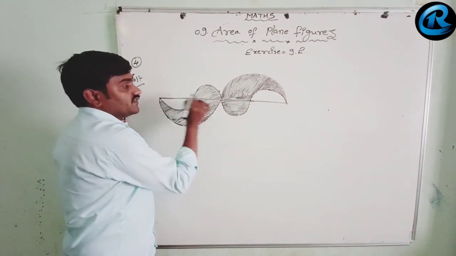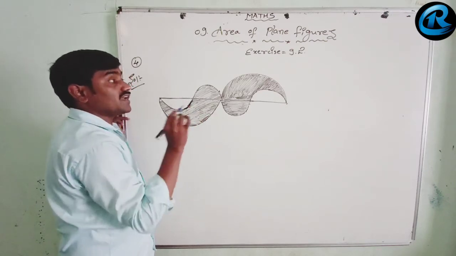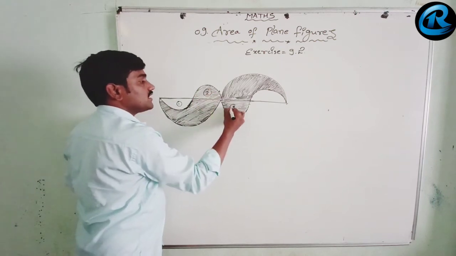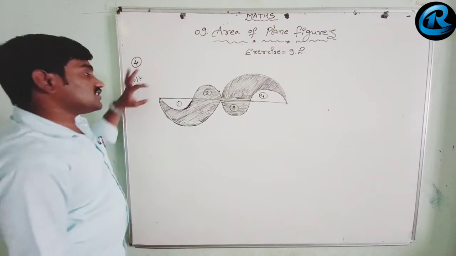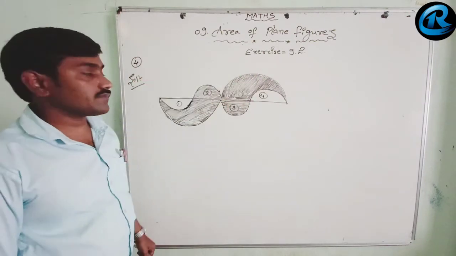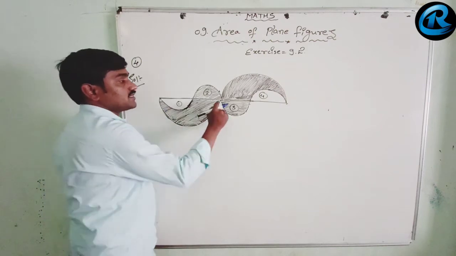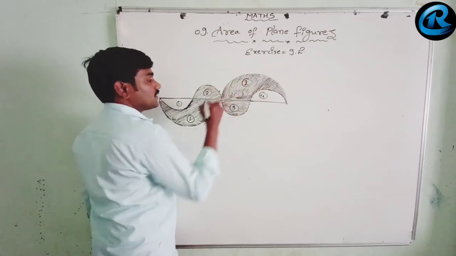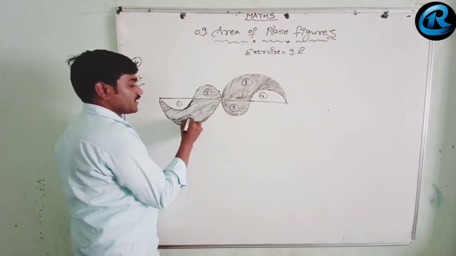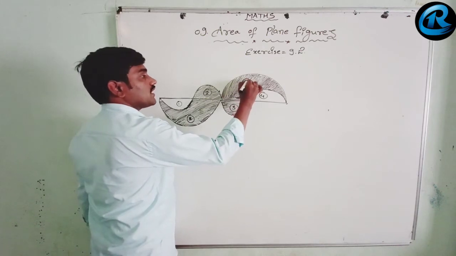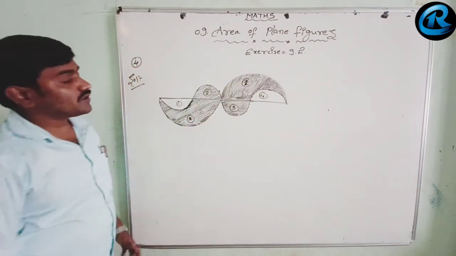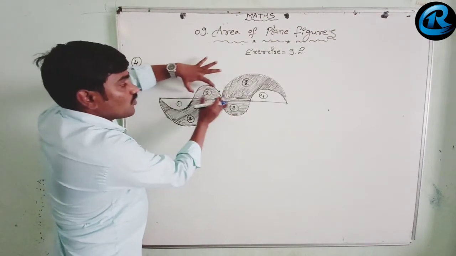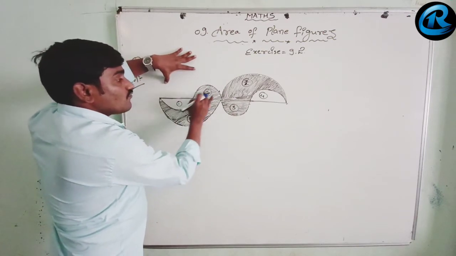Here this figure contains 4 small semicircles: this is 1, this is 2, this is 3, and this is 4. So it contains 4 small semicircles and 2 big semicircles. This is the bigger semicircle, this is 1 and this is 2. Now if you observe very clearly, these 4 small semicircles are there.